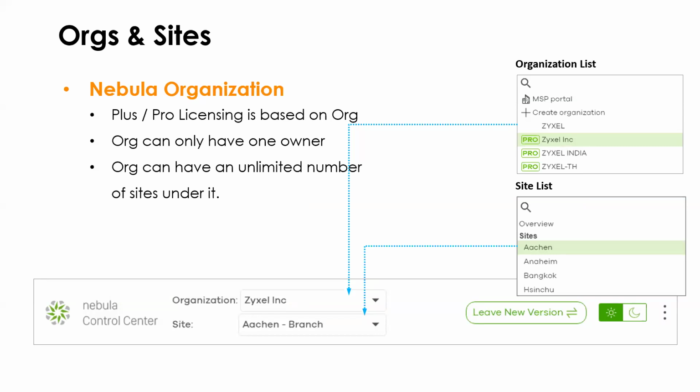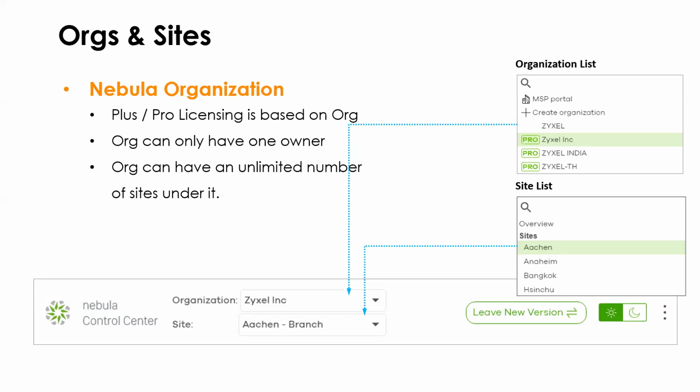When it comes to licensing, the Plus and Pro Pack licenses are done on an organization basis. If you're new with Nebula, Plus and Pro are optional licenses that unlock additional features. In order to convert an organization from the standard free version of Nebula into a Plus or Pro organization, every device in that organization needs to have a valid Plus or Pro Pack license.